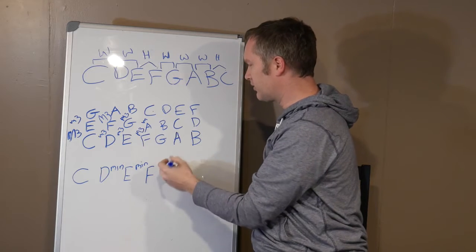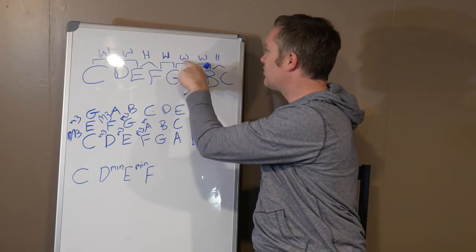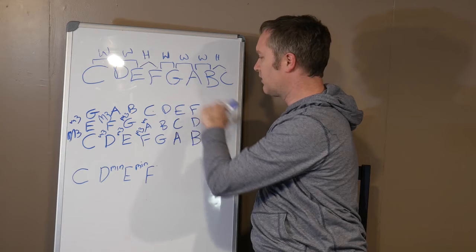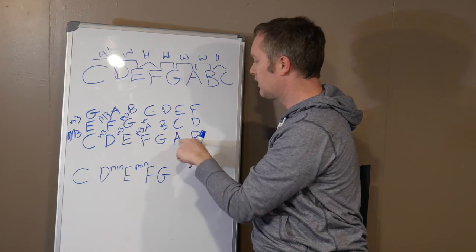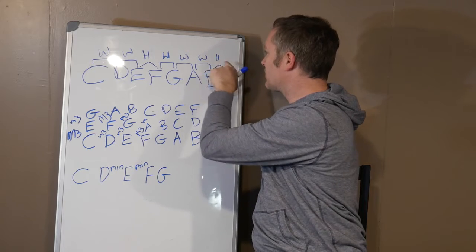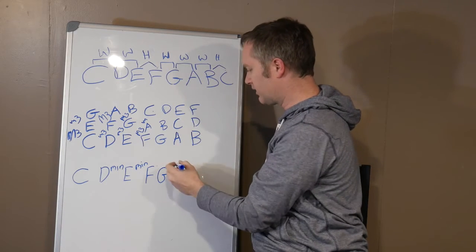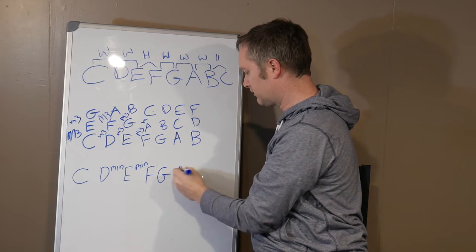As we continue on through, G, B, 2 whole steps. So if the bottom is a major third, that makes it a major chord. A to C is a whole step and a half step. If there's a minor third at the bottom, that makes it a minor chord.